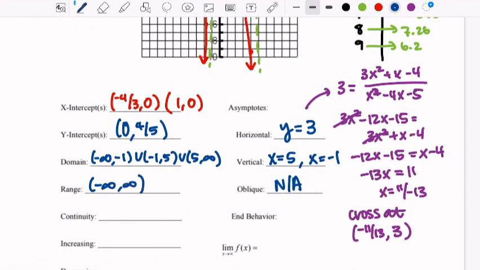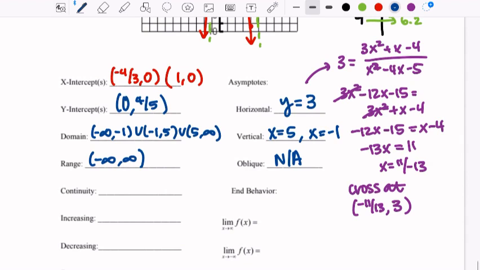Okay. For continuity, we could say that it's discontinuous, but let's actually get a little bit more specific as to what type of discontinuity. Since we have those vertical asymptotes, we're going to have an infinite discontinuity.